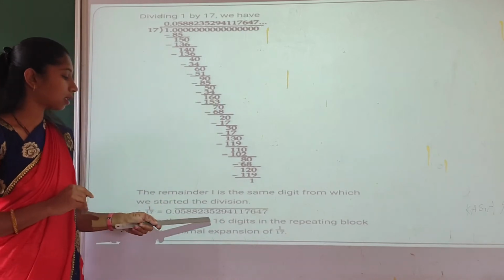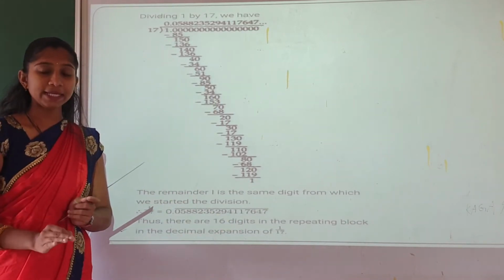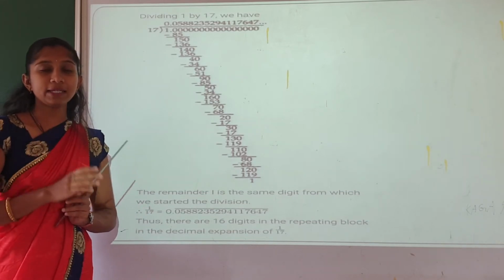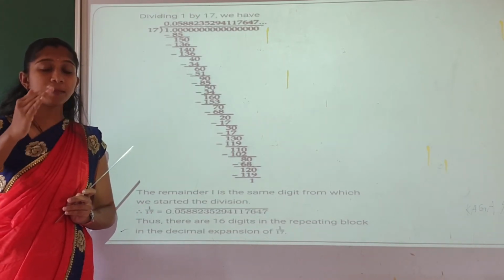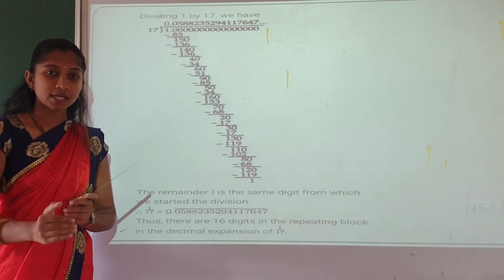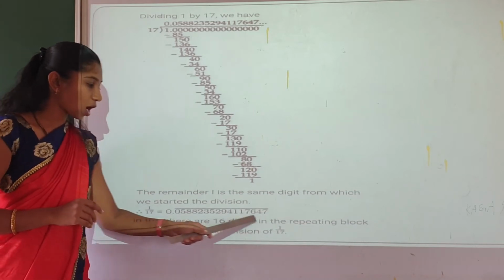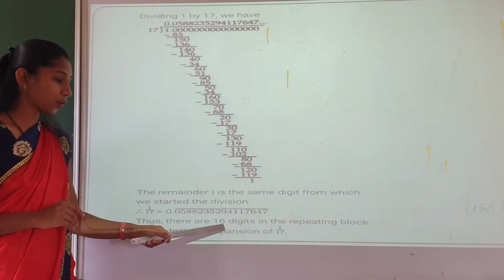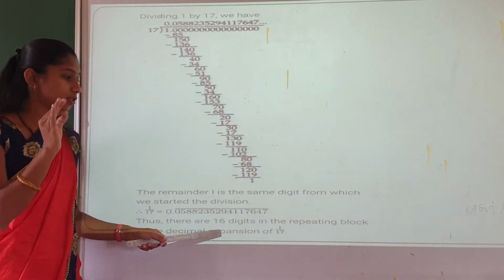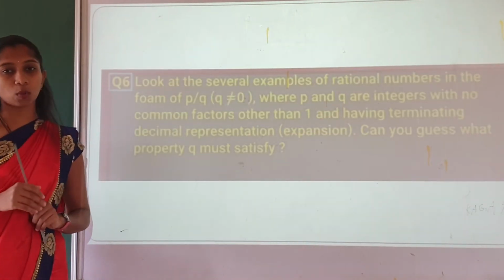How many digits are there? 16 digits are there. It means the denominator is 17, so the maximum number of digits repeated is less than 17. Less than 17 means 16 digits can be repeated. You just count it. How many digits are you going to get? 16 digits you are going to get in the repeating block. This is about this problem.